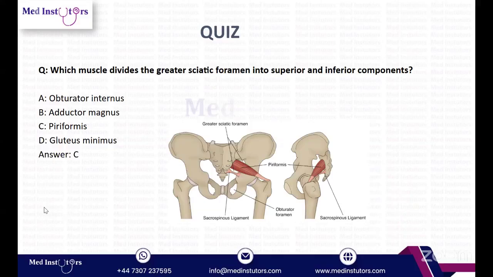Yes, it's the correct answer. And we have already discussed this point, what is the significance of the piriformis muscle and what exactly it is doing with the greater sciatic foramen. So this one was an easy question.